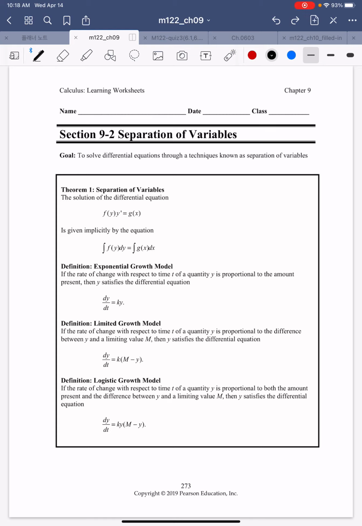In this video, we are going to go over section 9.2, separation of variables. The goal of this section is to solve differential equations through a technique known as separation of variables.